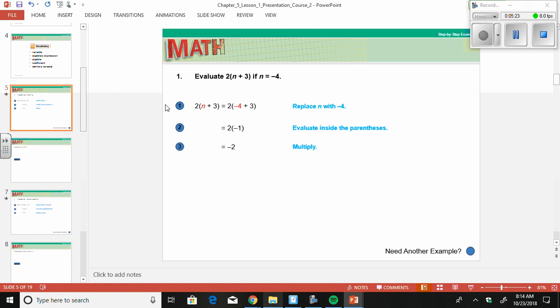So you start with PEMDAS. You go inside the parentheses. -4 plus 3 is -1. Then you do your multiplication. 2 times -1 is -2.